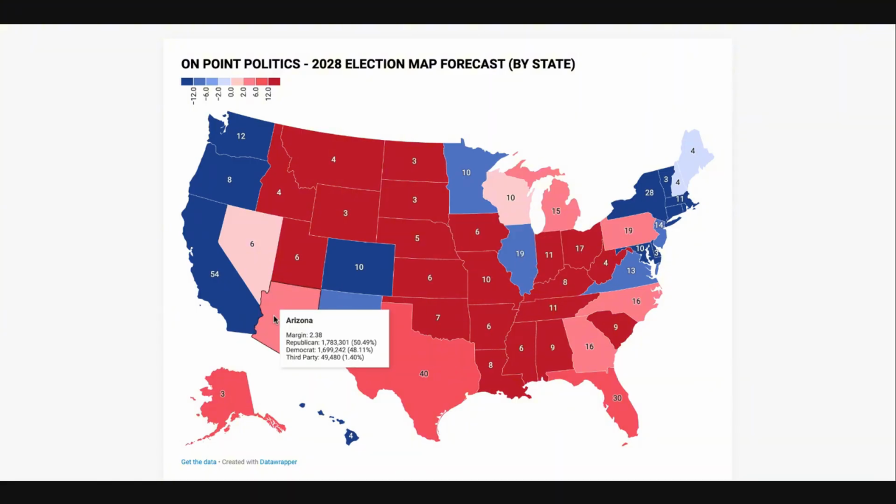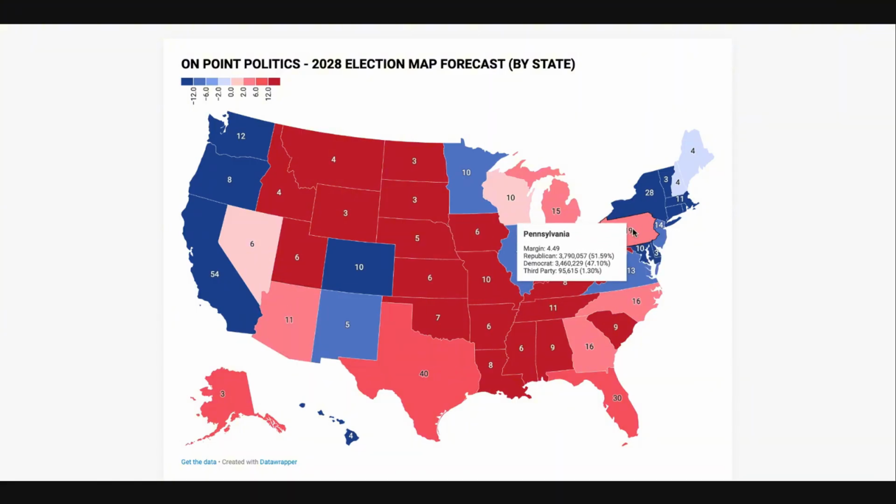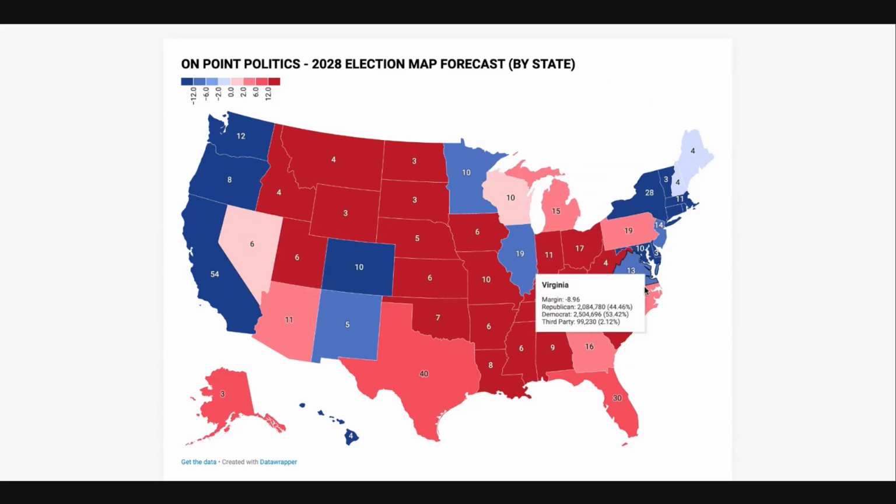Arizona last time was the best state for Donald Trump. This time, Pennsylvania is actually Vance's best swing state, with Nevada being his worst one. So that is also an interesting development.